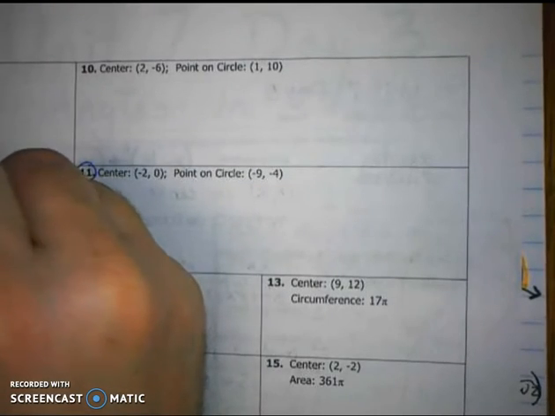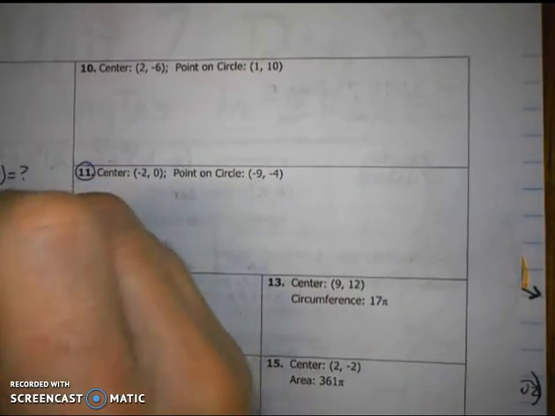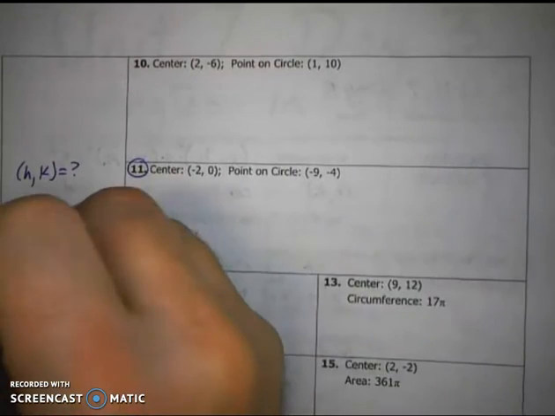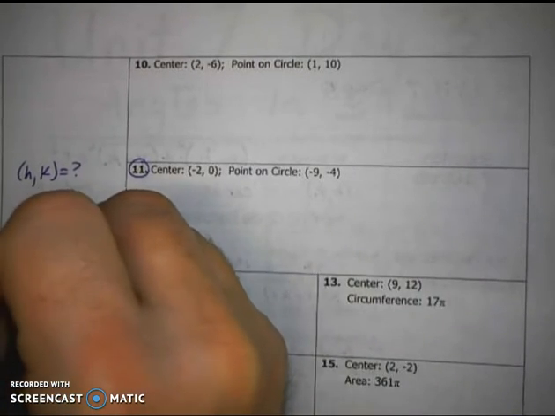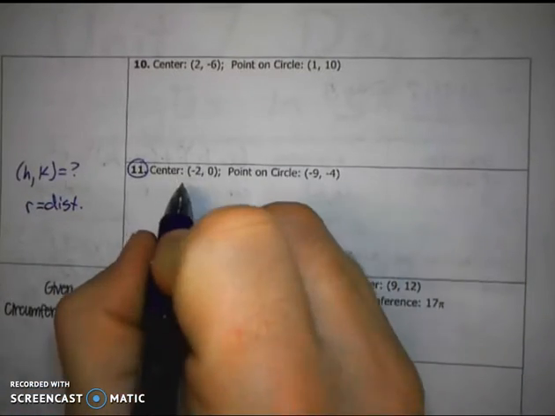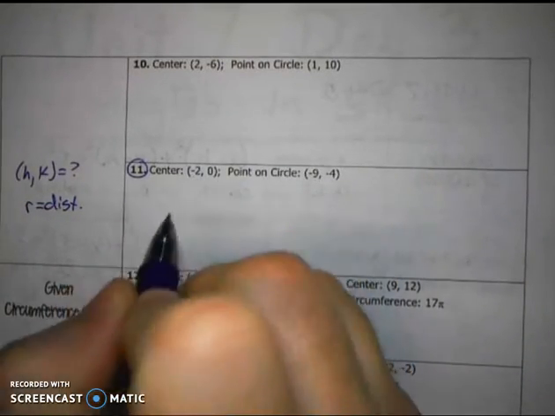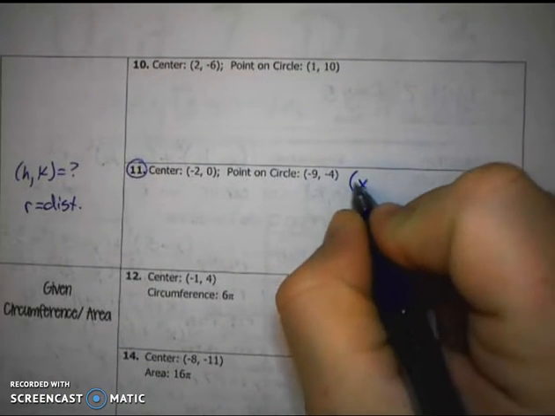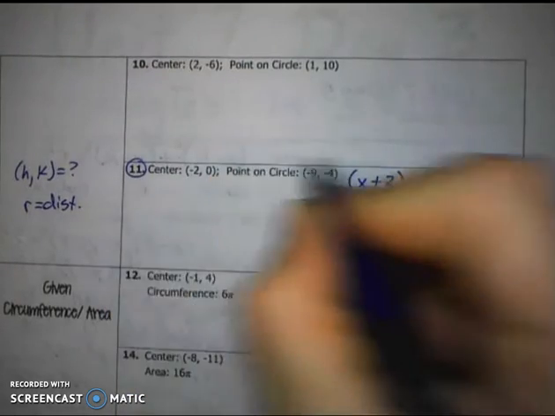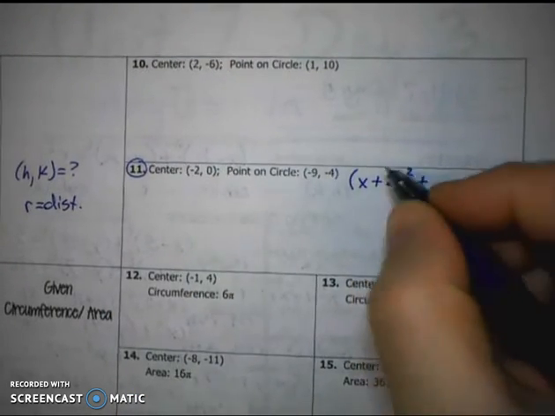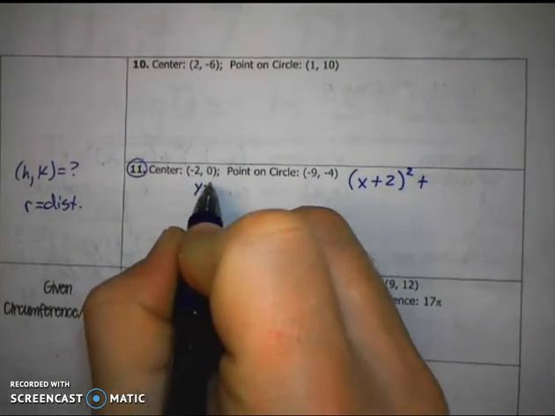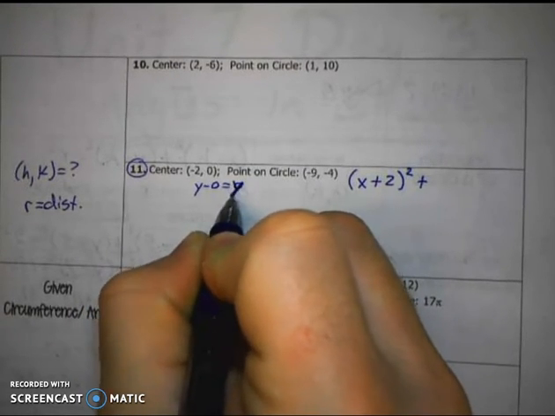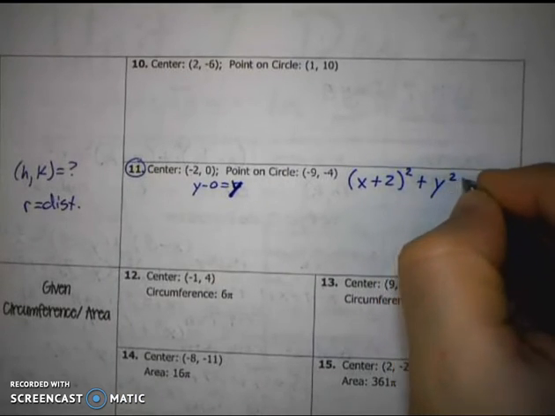Again, I need h, k, the coordinates of the center, and I need the radius. All right, and we find the radius using the distance formula. All right, so there's the coordinates of our center. So I can do the left side of my equation, x plus 2, because it's a negative here, squared, plus, and since this is a 0, y minus 0 is just y, not 0. So that's just y squared.